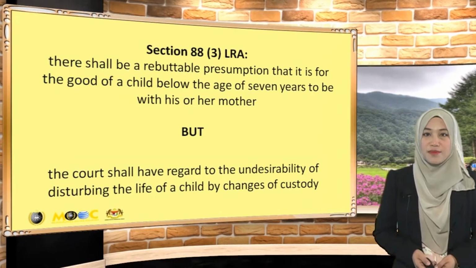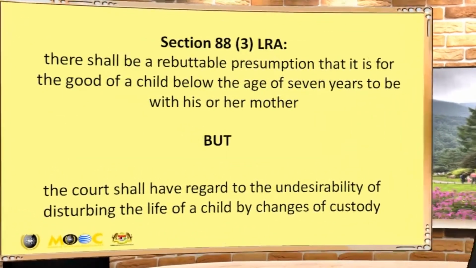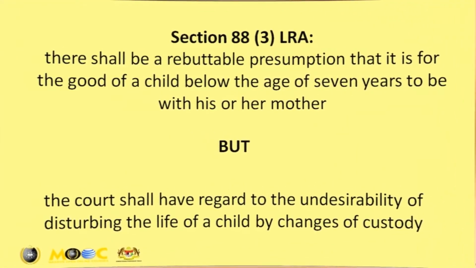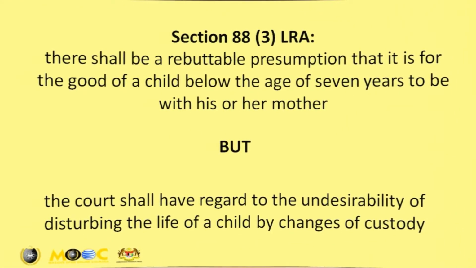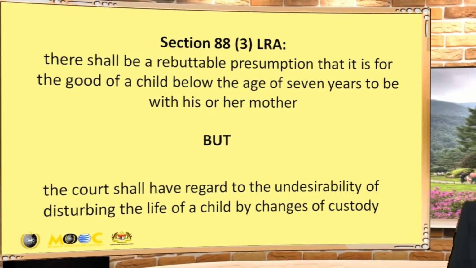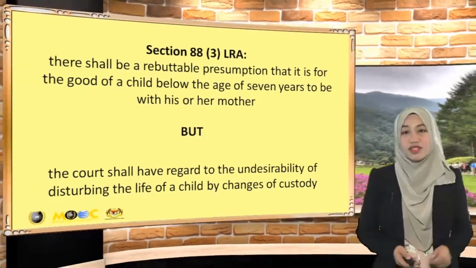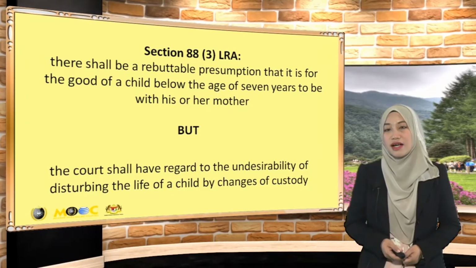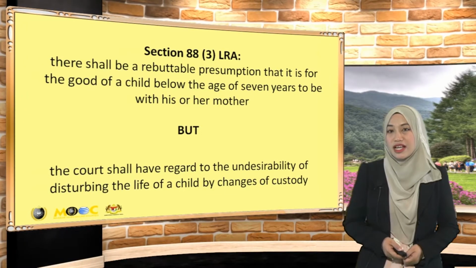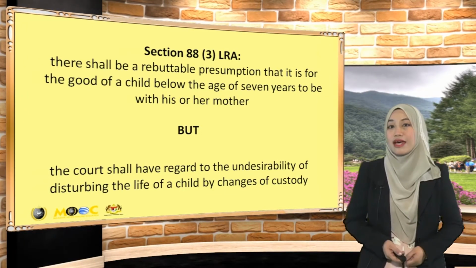Subsection 3 of the same section stated that there shall be a rebuttable presumption that it is for the good of a child below the age of 7 years to be with his or her mother. But in deciding whether that presumption applies to the facts of any particular case, the court shall have regard to the undesirability of disturbing the life of a child by changes of custody. For example, if one parent, which is the father, already has custody over the child, applying the presumption by giving custody to the mother would disturb the life of the child.